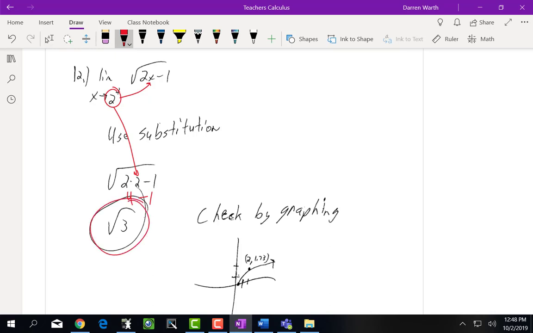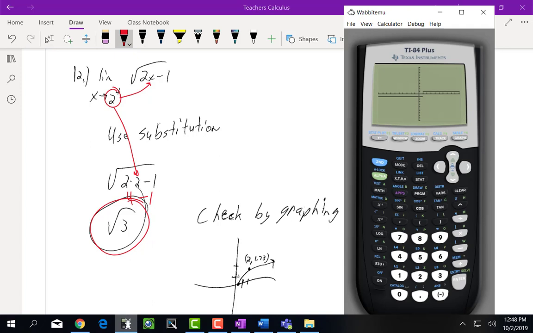Now that I've got my answer, remember when we talked about the square roots? They're root symbols, they're radicals. You always want to check to make sure they exist by graphing them. There are 2 ways you can graph this. You can take your calculator and just type in the square root of 2x minus 1. We're just doing this to make sure that our problem exists at that particular point.